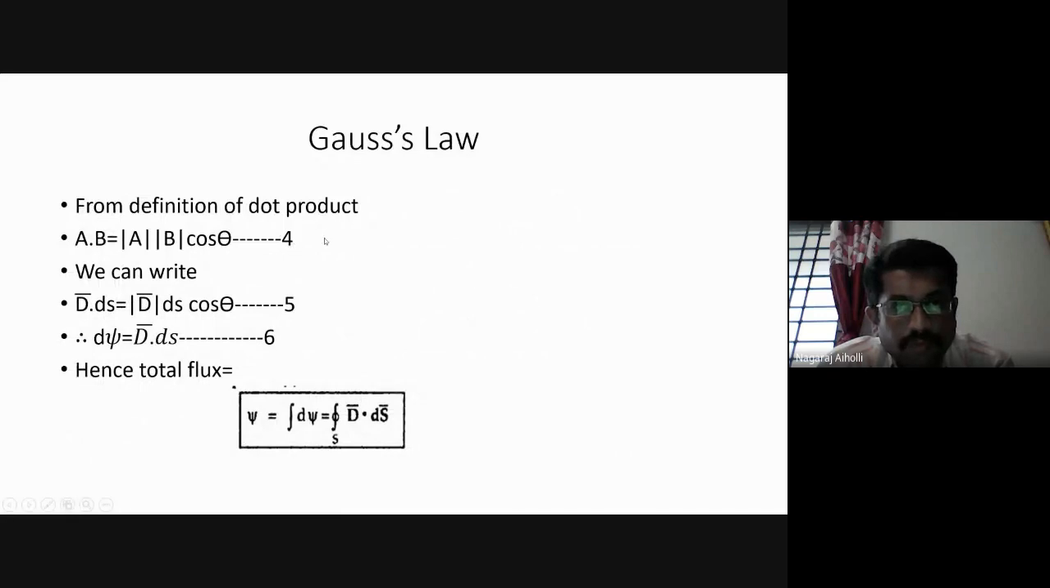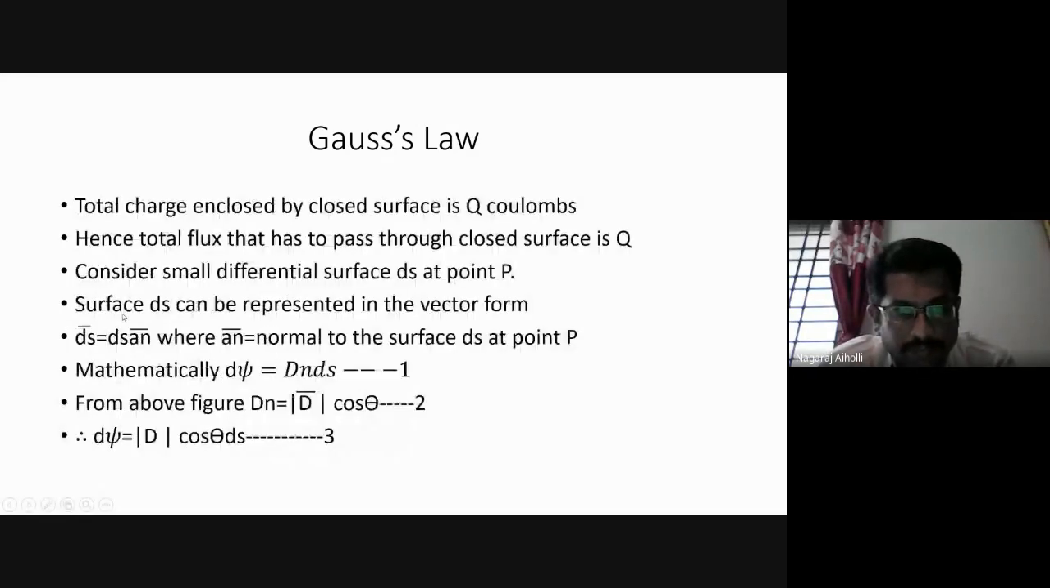From the definition of dot product, we know that A dot B is equal to magnitude of A into magnitude of B vector into cosine of angle theta between A vector and the B vector. What does the definition of dot product say? A dot B is equal to magnitude of vector A into magnitude of vector B into cosine of the angle theta between vector A and vector B. According to this, we can write D bar dot ds. Look at the previous equation. This is D bar ds into cos theta. So it is as good as a dot product of D bar and ds.